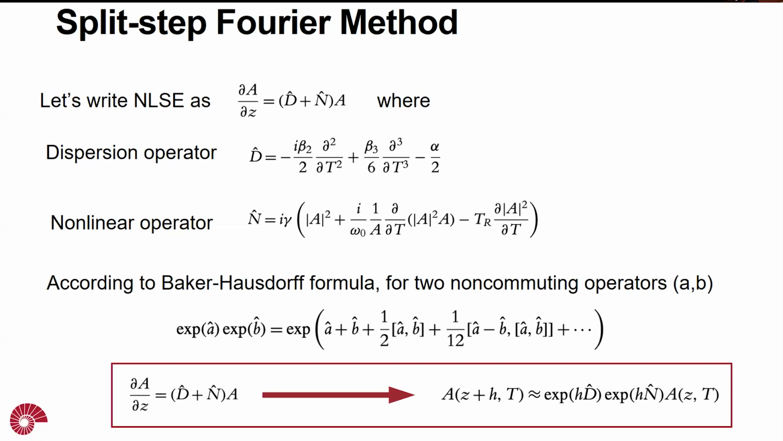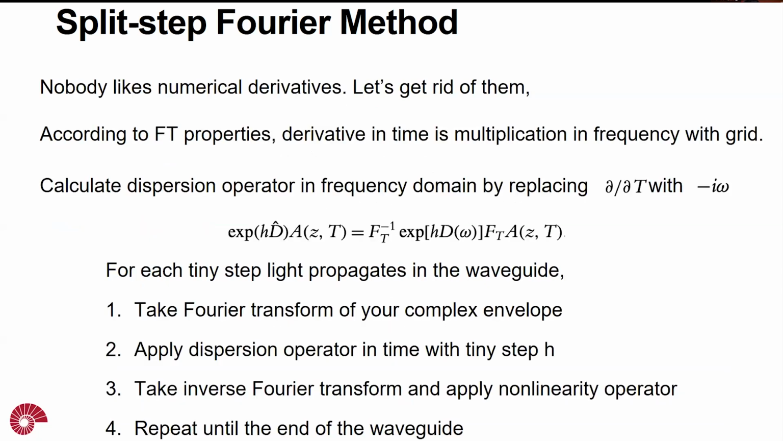And this is the trick. We need to apply this formula, the Baker-Hausdorff formula. It tells that if you have two non-commuting operators, like this exponential stuff, we can write it as a summation. Okay? And likewise, vice versa. And now we can write these equations' answers like that. So we can split dispersion and nonlinearity for tiny steps, and apply first dispersion or nonlinearity and apply the other one later. Okay, then we can solve the simulation. We can solve this nonlinear Schrödinger equation manually.